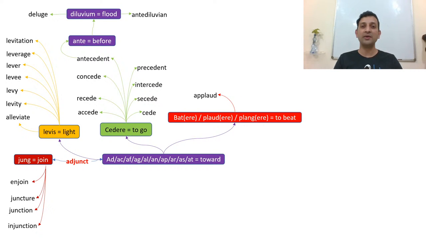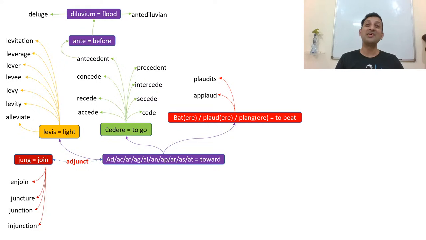Plod is to beat again and beat toward, right? So when you're beating your hands, looking towards somebody, you're applauding, you're clapping for them, saying well done. I beat my hands together facing toward you, I praise you. That is to applaud, which is the same root you find in the word applause, which means all this clapping, showing appreciation by clapping.